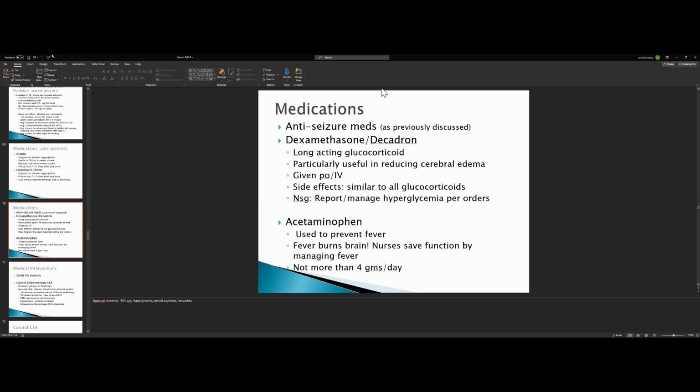let's say you have vasogenic edema from a tumor, dexamethasone is actually really good at crossing the blood-brain barrier and is the steroid of choice when we're dealing with things like intracerebral or intracranial vasogenic edema. It can be given PO or IV, and the side effect profile is similar to glucocorticoids.